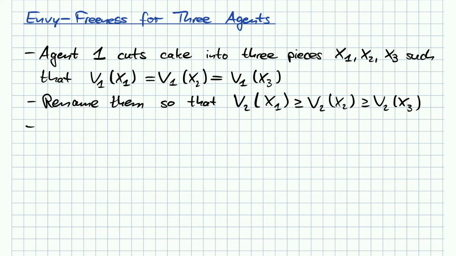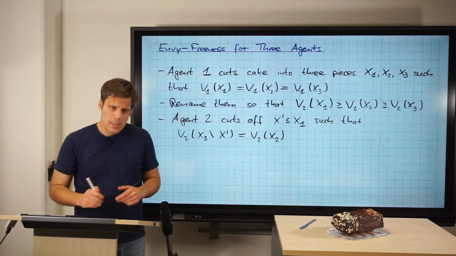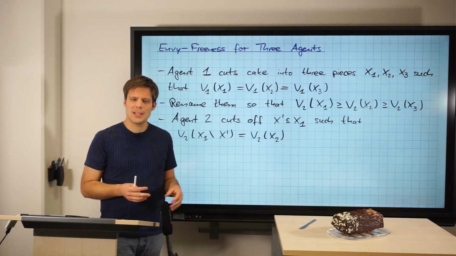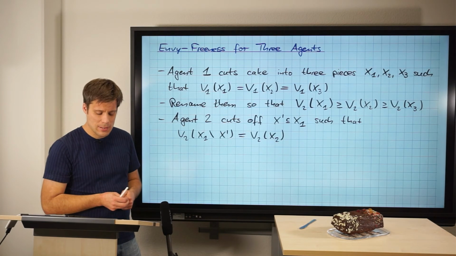Now, agent 2 cuts off a part of the first piece such that the first two pieces have the same value for them. Things would be much easier if we were allowed to just discard what we're cutting off, but we aren't. And this is what makes things very complicated soon.